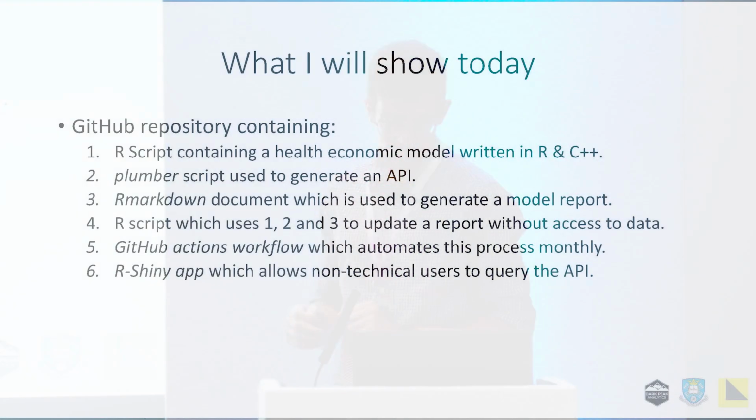So I could talk about the whole process today, but I'm not going to have enough time. So the GitHub repository contains an R script, which contains the entire health economic model. So it's one script with a load of functions, which run a Markov model in R with C++ helping it speed things up. There's also a Plumber script, which is used to generate an API, and that sits on the client, the company side. So the GitHub repository is organized as the company and the consultant separately.